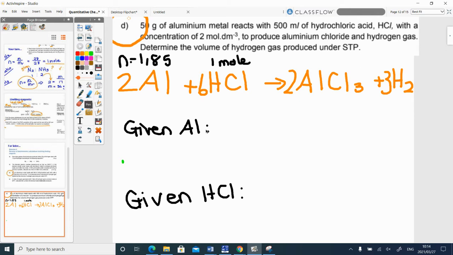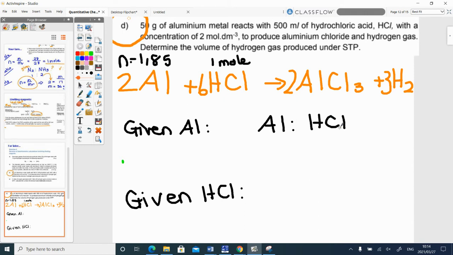Okay, so some of you might have started with the aluminium and some of you might have started with the HCl. It really doesn't matter, so I'm going to do it both ways. Sam, which one did you start with? Aluminium or hydrochloric acid? Aluminium. Okay, so if you decide that aluminium is given, you're going to start with aluminium, so your ratio is going to be aluminium to HCl.